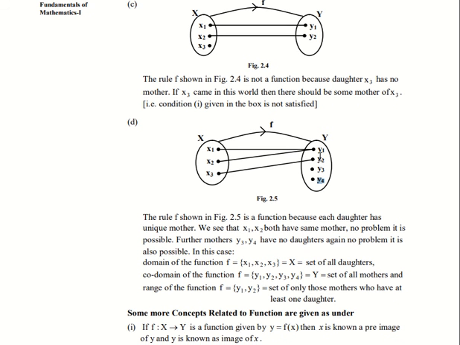Now what's the next condition? The next condition is that even if there are some elements in the set Y that are not mapped to anything in the set X, that's absolutely fine. A mother might not have a daughter, she might have a son. So you remember what a domain is, what a codomain is, what range is. These are the domains, these are the codomains and ranges, y1 and y2.